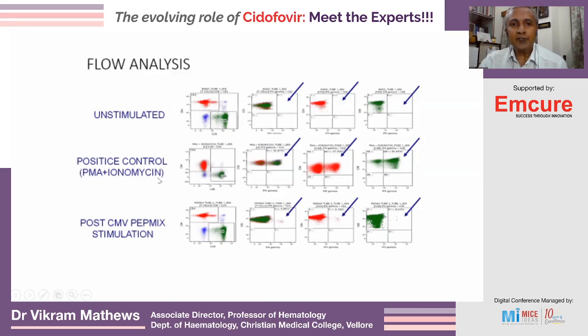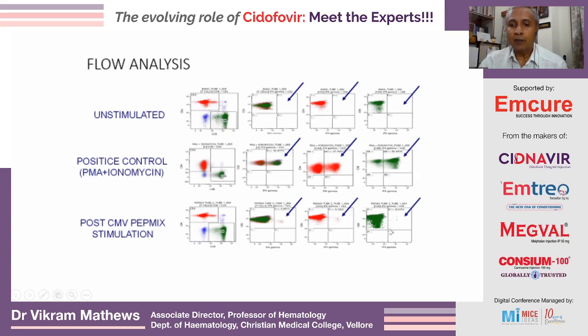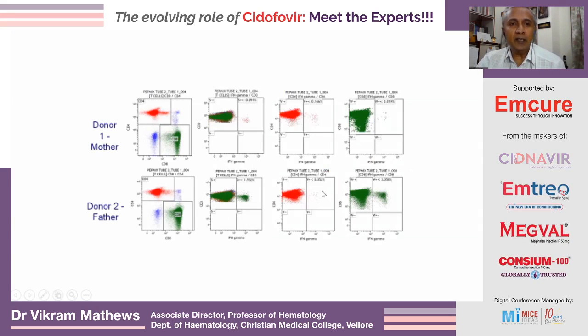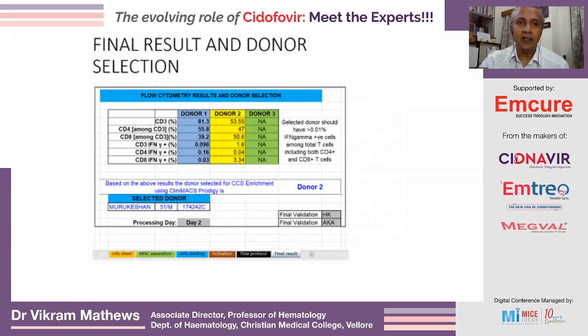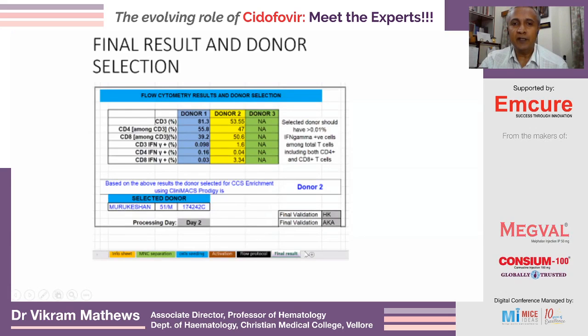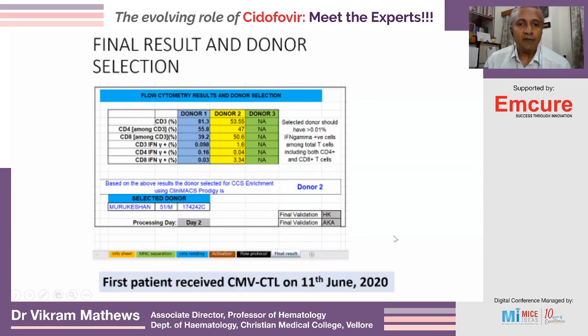This just shows you a positive control and CD8 positive cells with interferon gamma positive. And this is actually a donor with CMV PEP mix stimulation showing you the CMV interferon gamma positive, a small proportion of cells. And this is a particular patient where the donor was a haplodonor, where the donor's mother and father had both been screened. And you can see this father had a better proportion of cells that reacted to the CMV PEP mix in vitro, and therefore he was chosen as the donor. He had a CD8 interferon gamma positive percentage of 3.34%, so we chose him as the donor. And with this procedure, we infused our first patient with CMV CTL on the 11th of June 2020.